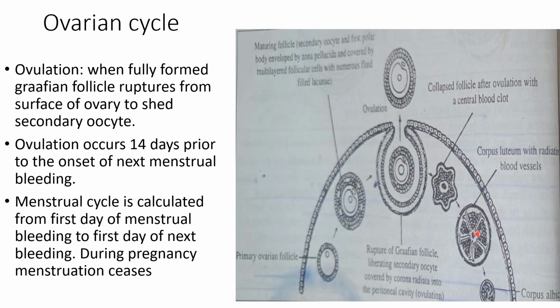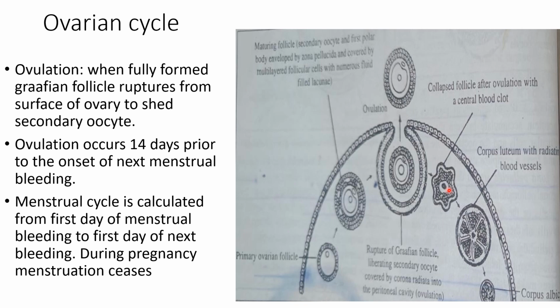It has radiating blood vessels, but if pregnancy does not occur, then it will degenerate and form the corpus albicans. So this is the normal ovarian cycle in which the maturation of follicle occurs, and the Graafian follicle is converted to corpus luteum.